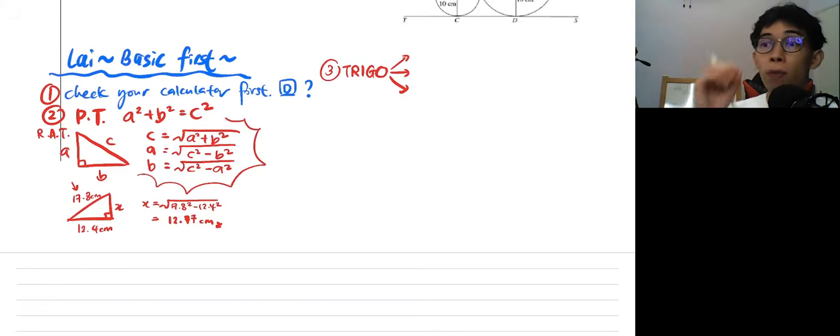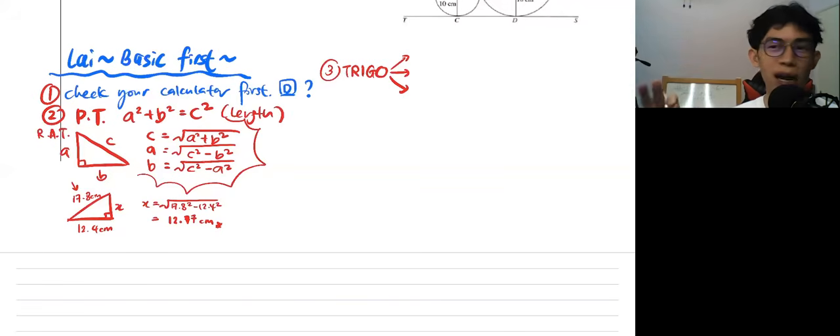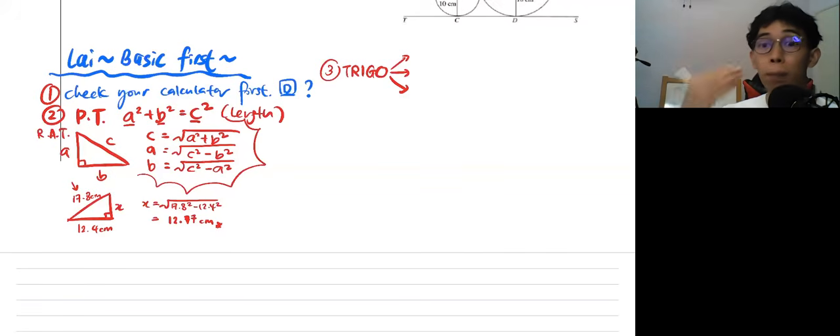Now let me tell you. Pythagoras theorem is for you to solve length. Common sense, I know you know what that is, but I still have to mention it. A, B, and C represent how many slots? 3 slots. And in order to get any of your C, A, or B answer, you need how many length informations? 2. So you notice that, let's say you want to solve your C, you need to get A and B length. You get what I mean?